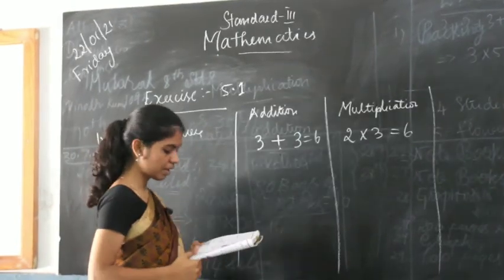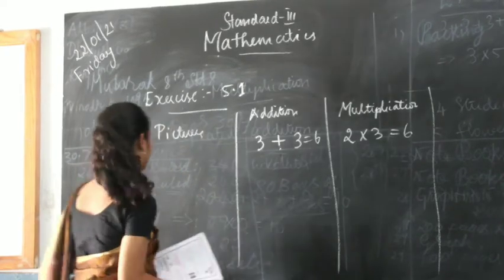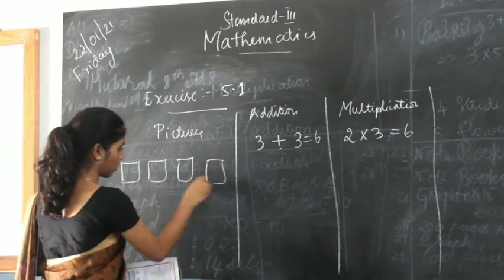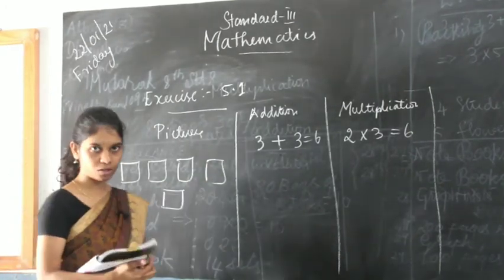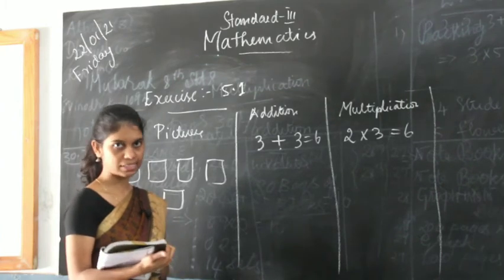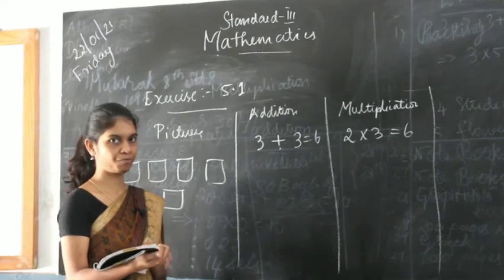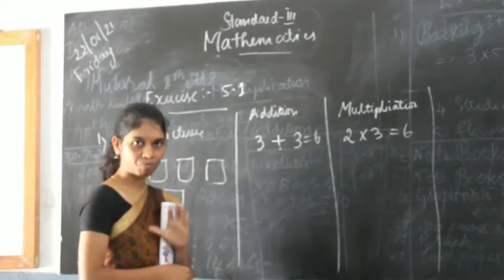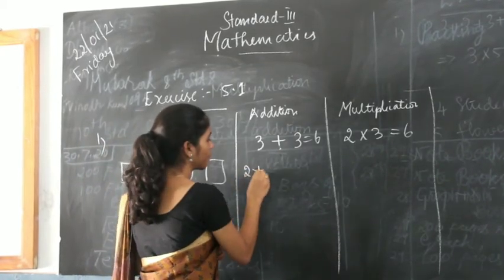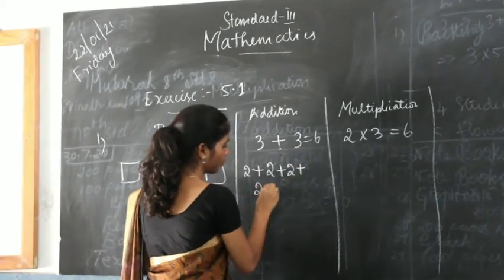Now they have given you set of ice creams. Okay, first one, 2 ice creams in each of the boxes. Okay, look at your books and see, you can see there are 2 ice creams in each of the boxes. And how many boxes are there? 1 2 3 4 and 5, right? So there are 5 boxes and 2 ice creams in each of the box. So 2 plus 2 plus 2 plus 2 plus 2.